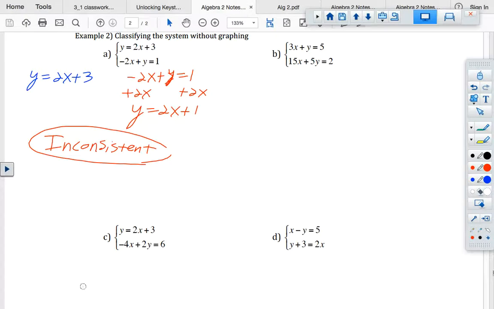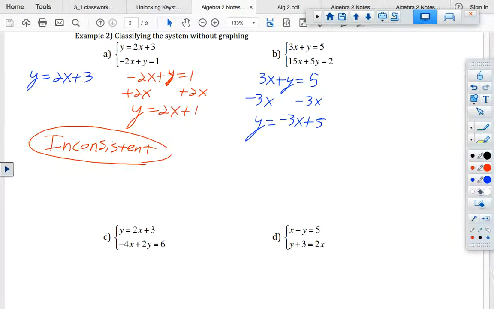Any questions on how we're going to do that? Okay. Next one. Let's go with Mary. 3x plus y equals 5. What would be your first step? Minus 3x. So y equals negative 3x plus 5.